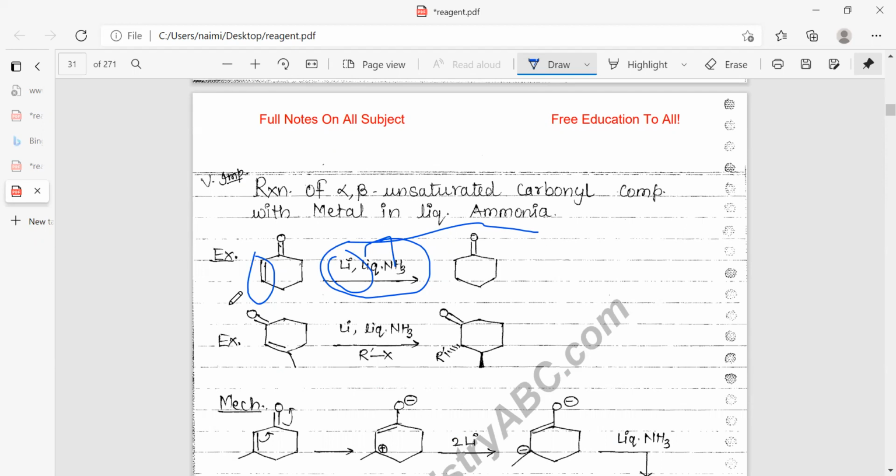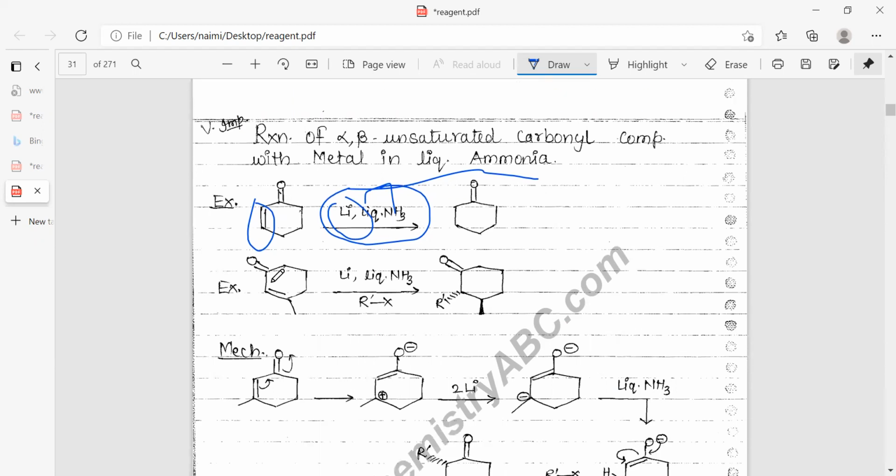So again, if you see here, this compound, what happened here? First of all, the double bond will be reduced. When you add the lithium in liquid ammonia, this double bond will shift to a single bond. And for this carbonyl, the electron density of the double bond will be shifted onto the oxygen. So here, on the oxygen, the charge will be reversed.